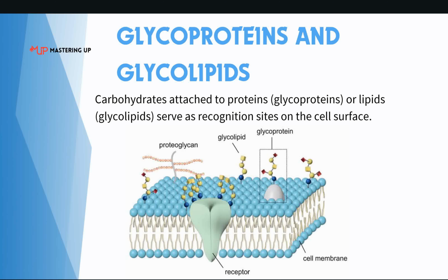Glycoproteins and glycolipids are important for cell-cell recognition and communication. These molecules consist of carbohydrates attached to proteins or lipids, and they project from the outer surface of the membrane. They act as identification markers, allowing cells to recognize and interact with each other, which is vital for immune response and tissue formation. In the illustration, you can see glycoprotein, glycolipid, and proteoglycan.